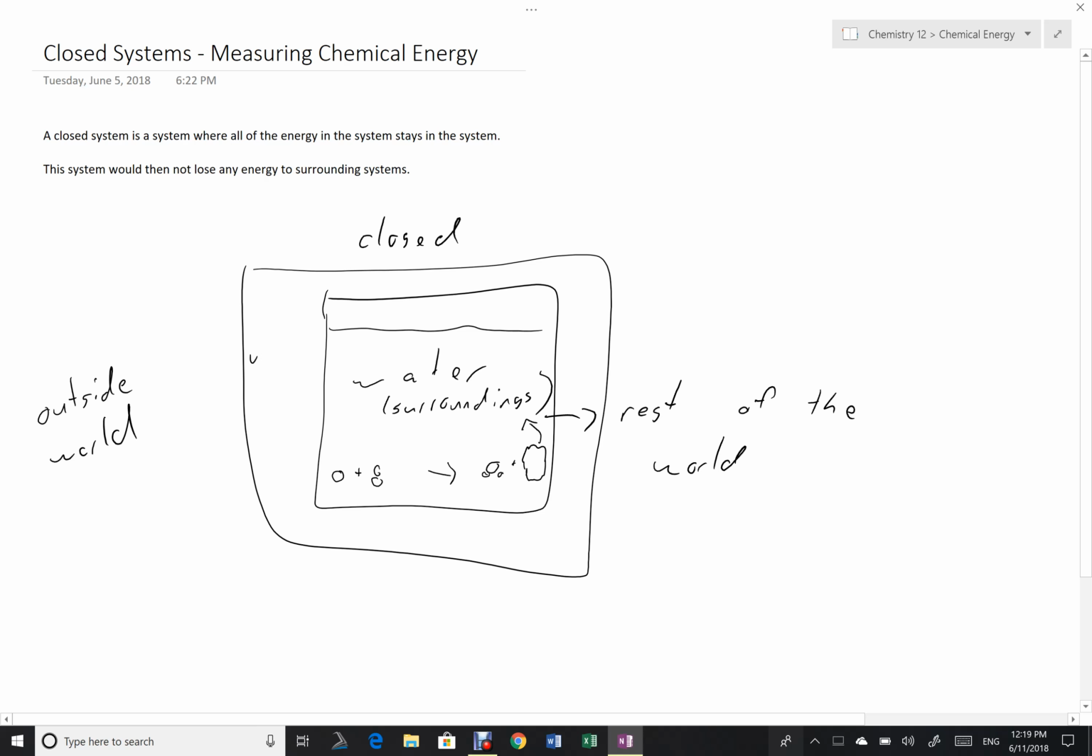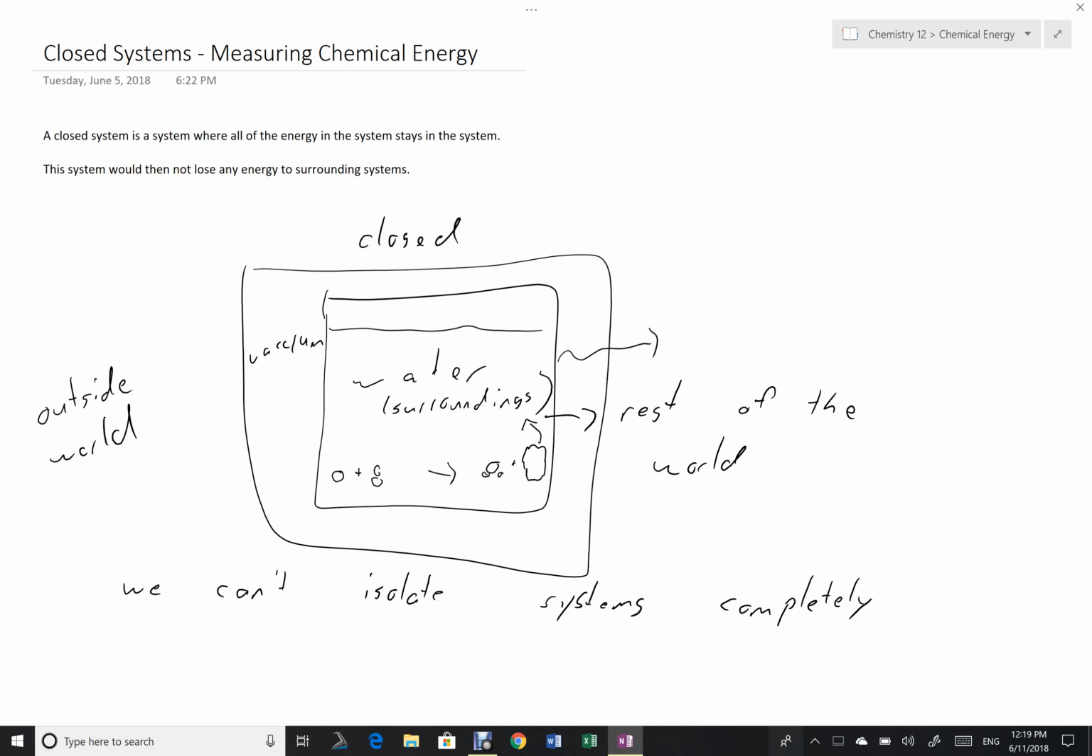So this would maybe be like a vacuum or something. But even with a vacuum, heat can radiate out of the system. So really, no matter how hard we try, we can't isolate systems completely. An isolated system, the perfect example of a closed system, just doesn't exist. So when we make these measurements, we try to make the measurement in as isolated a situation as we can.